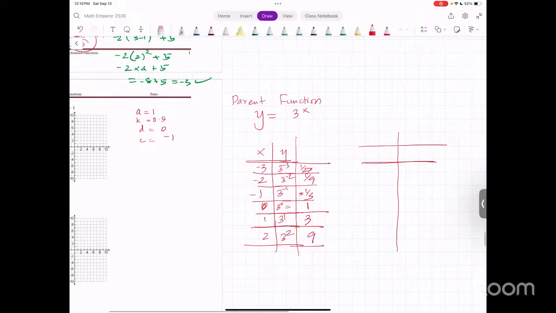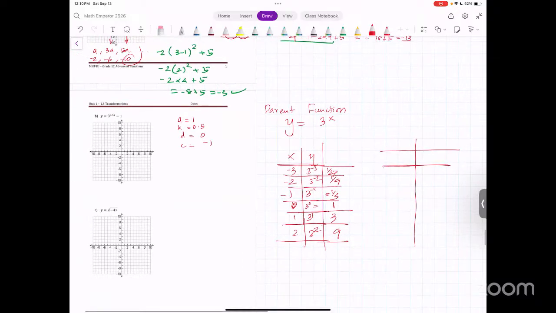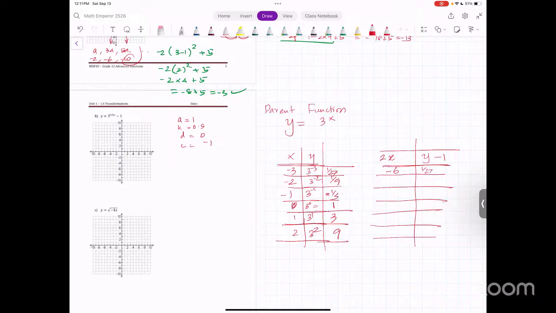My mapping notation, x over k. So x divided by 0.5 is going to be 2x. Plus d, d is 0. A is 1, y minus c, so it's going to plus c, which is minus 1. So let me go back and map each of these to see that we're getting this correct. You got a minus 3, so you're going to get minus 6. 1 over 27 minus 1 is going to be negative 26 over 27.